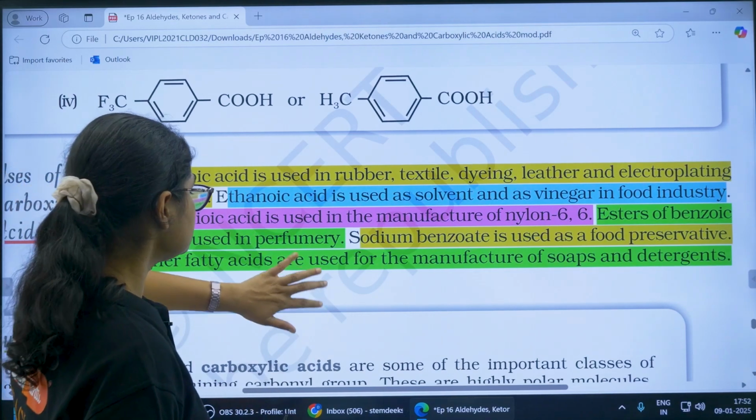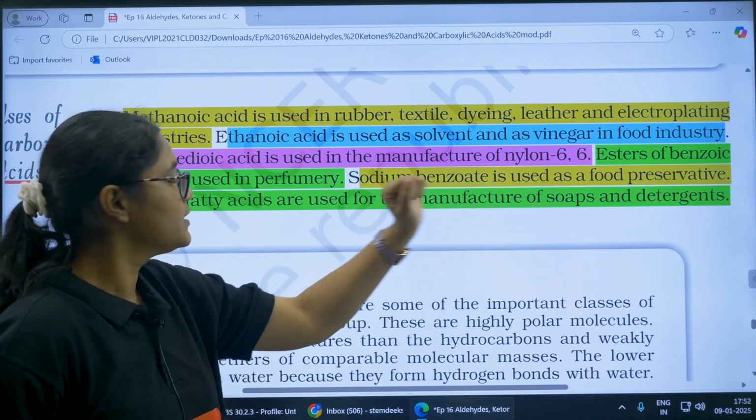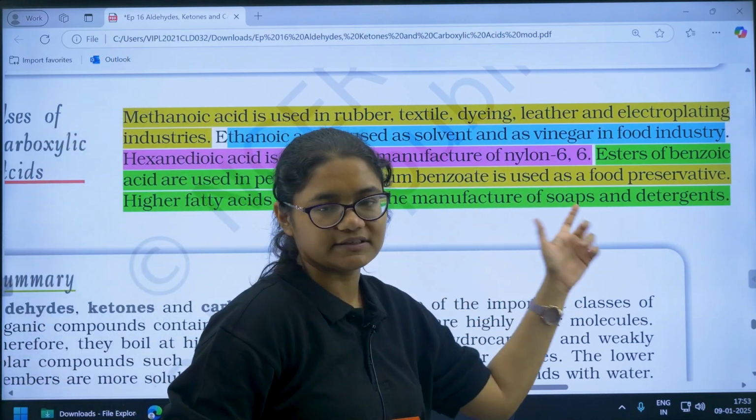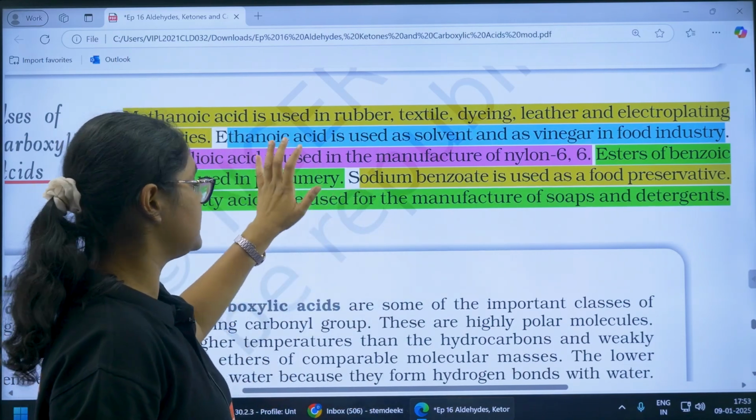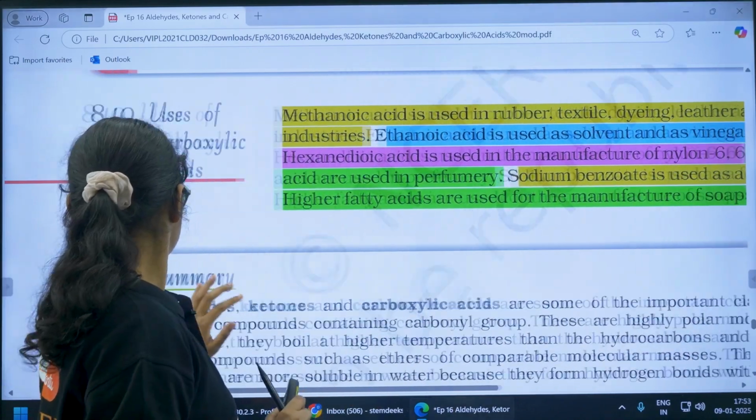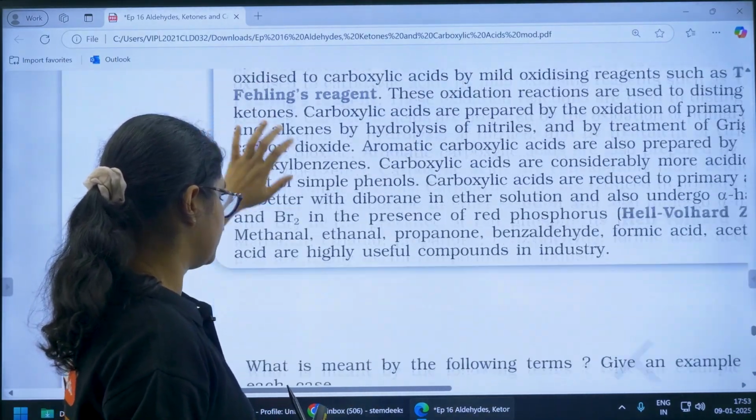Similarly, you have here sodium benzoate, which is used as a food preservative. Next, higher fatty acids are used in the manufacture of soaps and detergents. This is not that important, but yes, this methanoic acid and hexanedioic acid and sodium benzoate are very important. Okay, so yes students, that's all in this class. So quickly I have discussed.